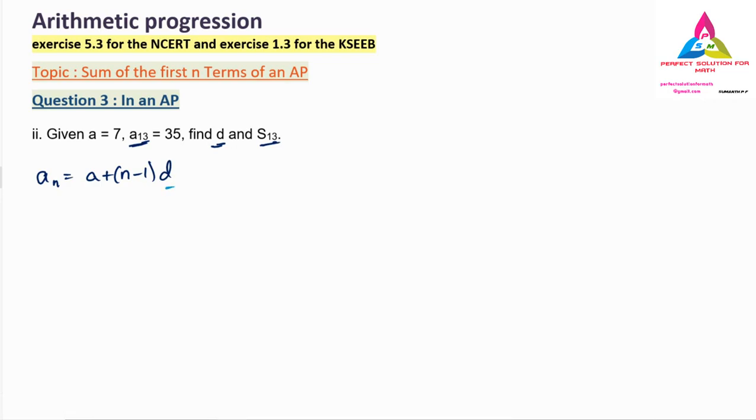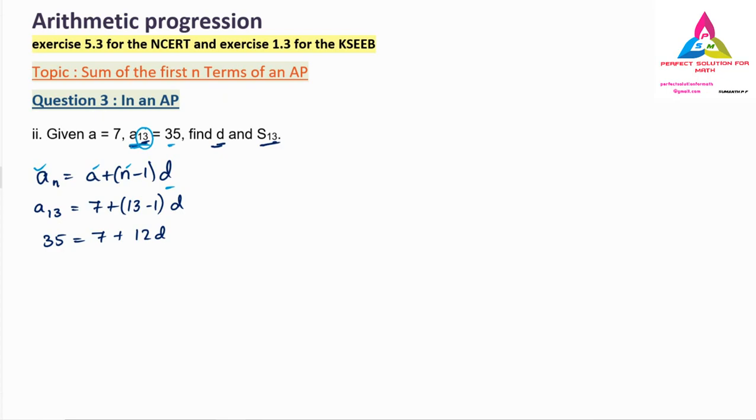How can we find the d value easily? Because here we know the an value, that is the a13 value, 35. The a value is the first term, that we know. And also we know the n value, which is 13. So everything we know already. So substitute and find the answer, that is, the d value. I will write a13, because the n value is 13. The a value is 7. n is 13, so n minus 1. The d value we don't know, that only we have to find. a13 is 35, equal to 7 plus 13 minus 1, which is 12, into d. So 12d we can write down directly.